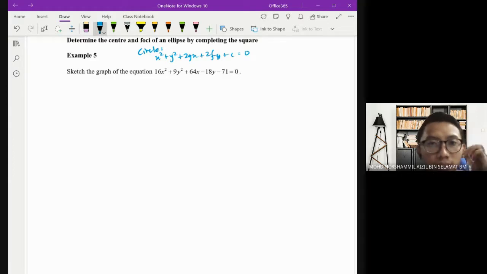So example number 5 ni, kalau keluar dalam exam, sketch the graph of the equation. Straightforward dia bagi equation. Dia tak kata pun sketch the graph of the ellipse given equation. Dia tak bagi macam tu pun. Dia tak cakap pun benda ni bentuk apa. So macam mana you nak tahu benda ni circle ke ellipse ke? So what's the difference? Macam mana guys?